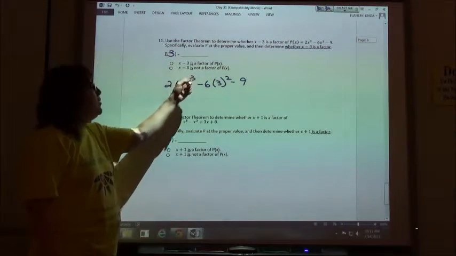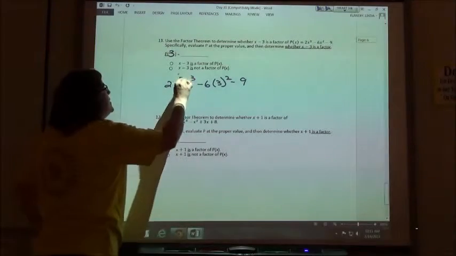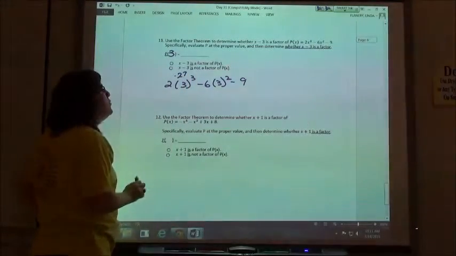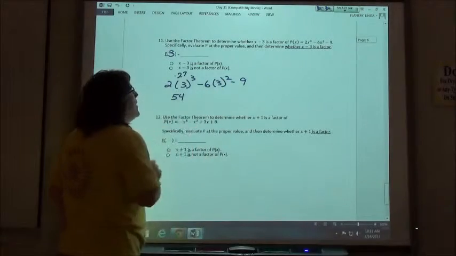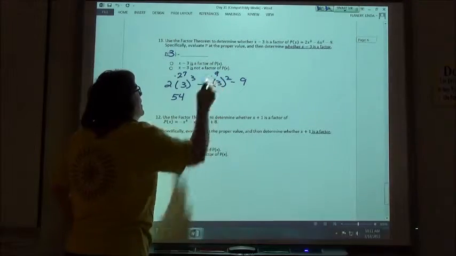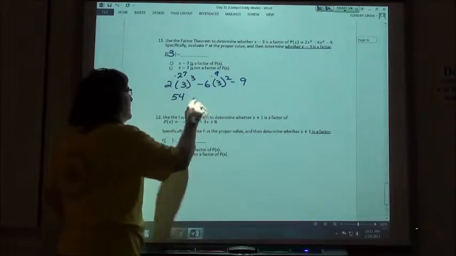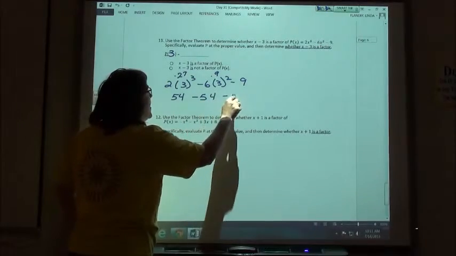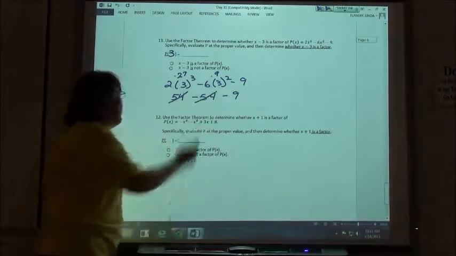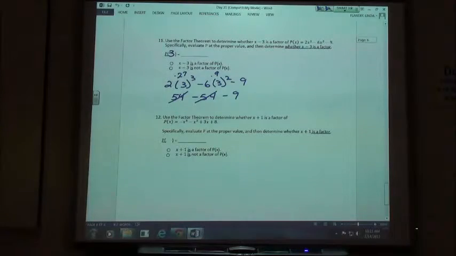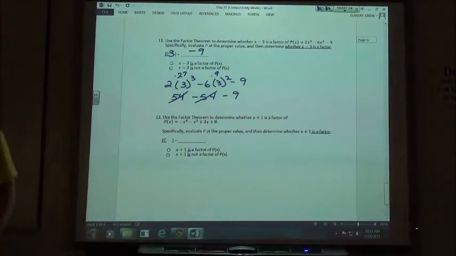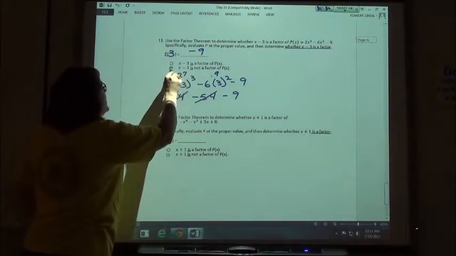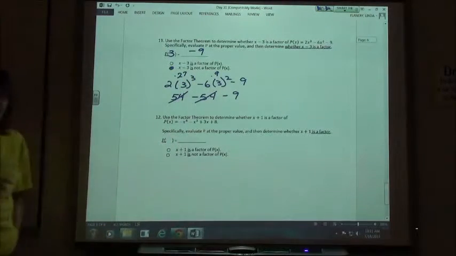So, 3 cubed is 27. 27 times 2, 54. 3 squared is 9. 9 times negative 6, negative 54 minus 9. Well, that makes that easy. Our 54s cancel out, so we just get minus 9. Is x minus 3 a factor? No. We didn't get a 0, so it is not a factor.